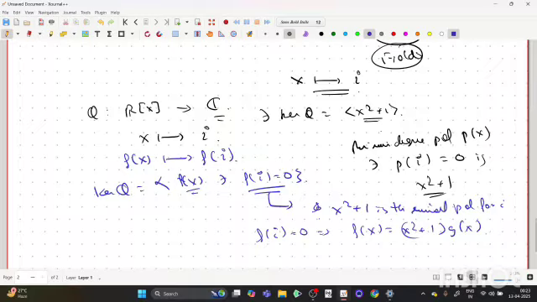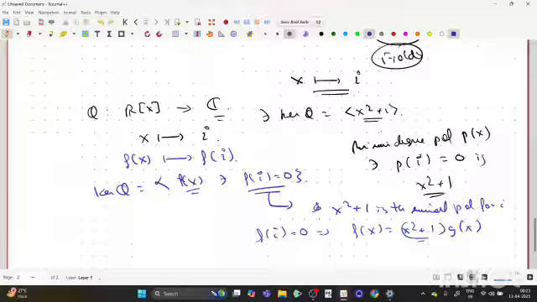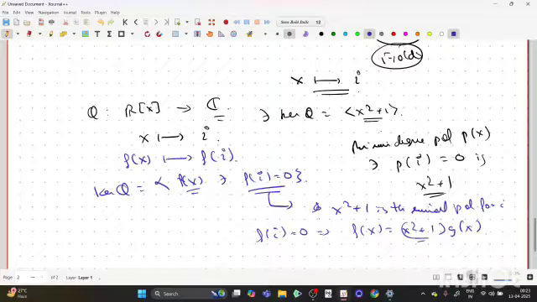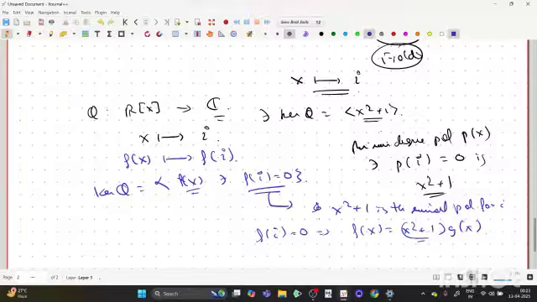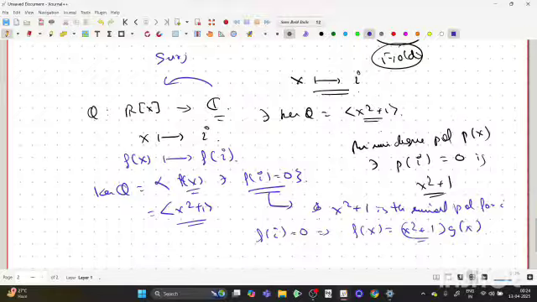So every element in the kernel is some multiple of x square plus 1, and x square plus 1 is irreducible. We have not yet introduced the term irreducibility, or I don't remember whether I introduced it or not, but x square plus 1 can't be reduced into factors of lower degree polynomials. So this basically is the ideal generated by x square plus 1. This map is also surjective, if you carefully notice. This map is in fact surjective, right?